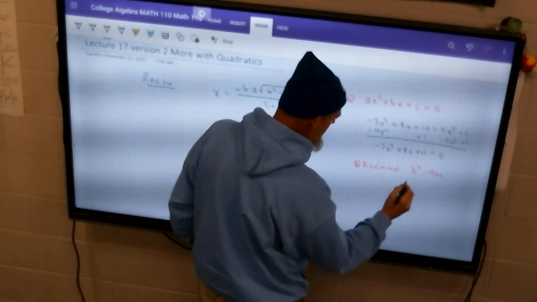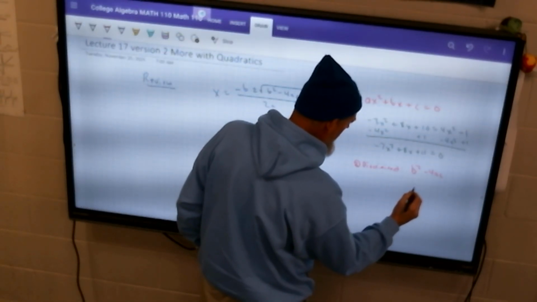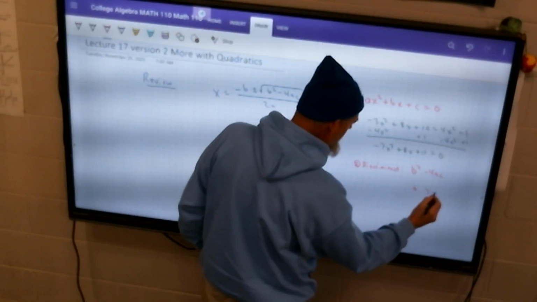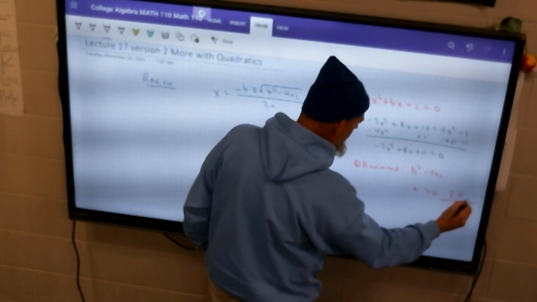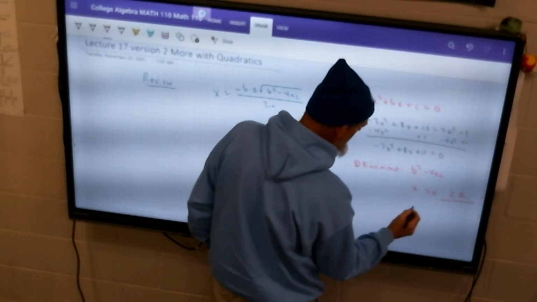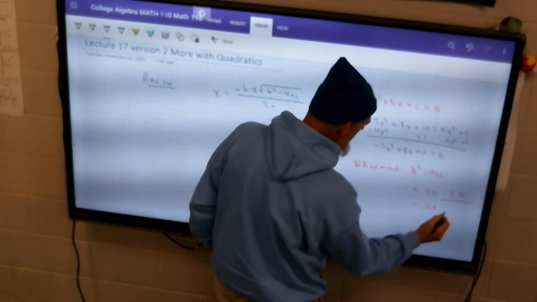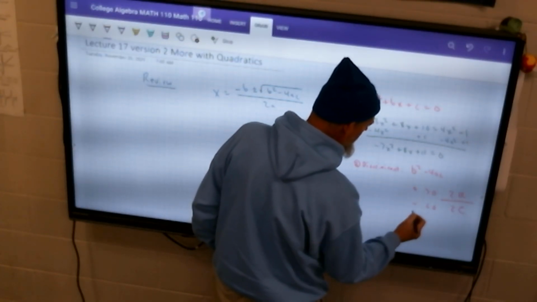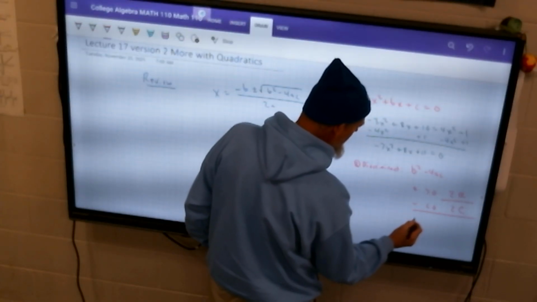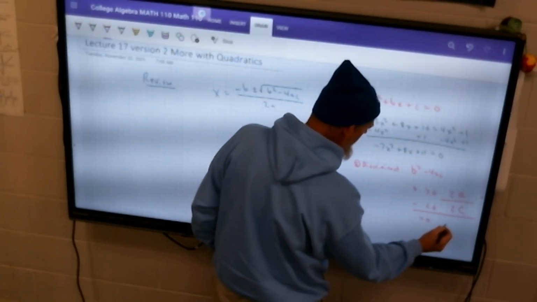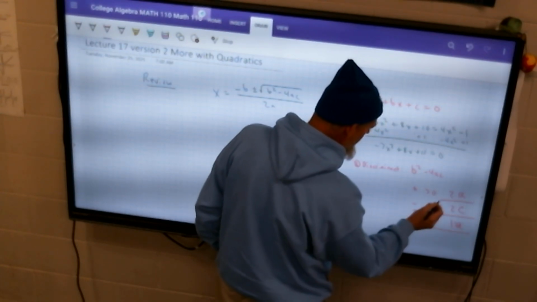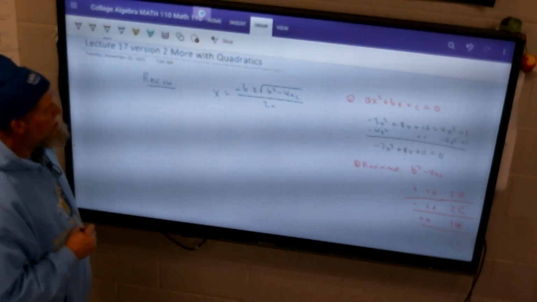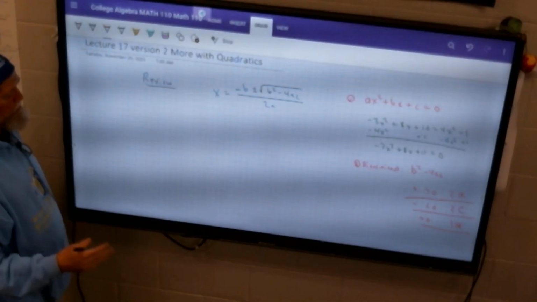And then remember, if b squared minus 4ac is positive, or sometimes we say greater than 0, that tells me that there are 2 real answers. If that discriminant is negative or less than 0, we know that there's 2 complex answers. And remember, if it's equal to 0, then there is 1 real answer. So the discriminant is going to kind of tell us what our answers are going to be.